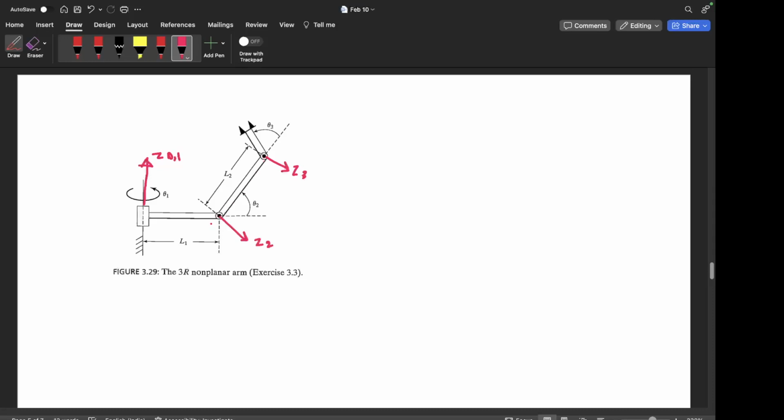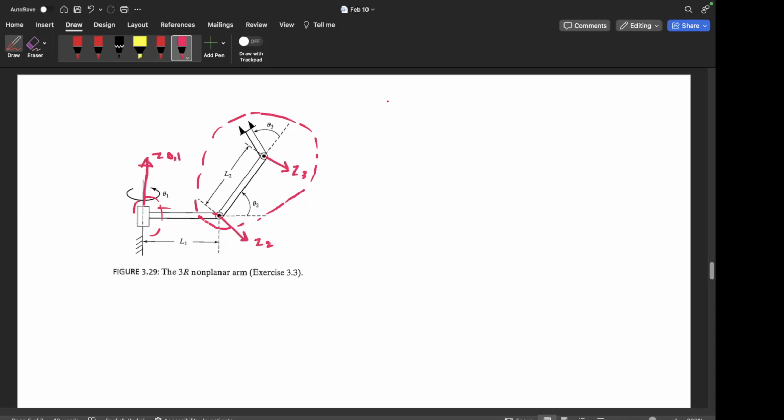If I fix theta 1, the other two links are just a typical 2R manipulator. So the part till here is a 2R manipulator, and that 2R manipulator is attached to another revolute joint which can take it out of the plane also. That's the insight here, and basically we have to write the DH parameters and form the transformation matrices.